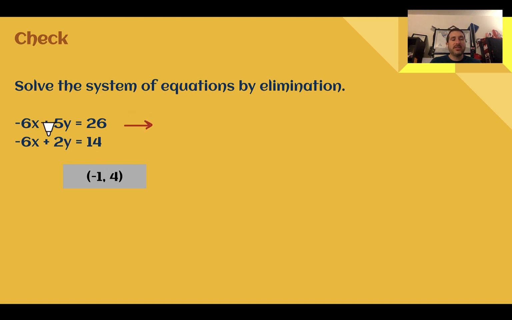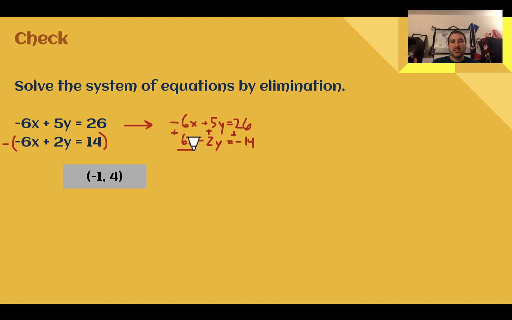I'm going to rewrite this. So this bottom one, I'm going to do the opposite so I can add instead of subtract. Negative 6x plus 5y is 26. That stayed the same. Opposite of negative 6 is positive 6. Opposite of positive 2y is negative 2y. Opposite of positive 14 is negative 14. Now I can add all of them.